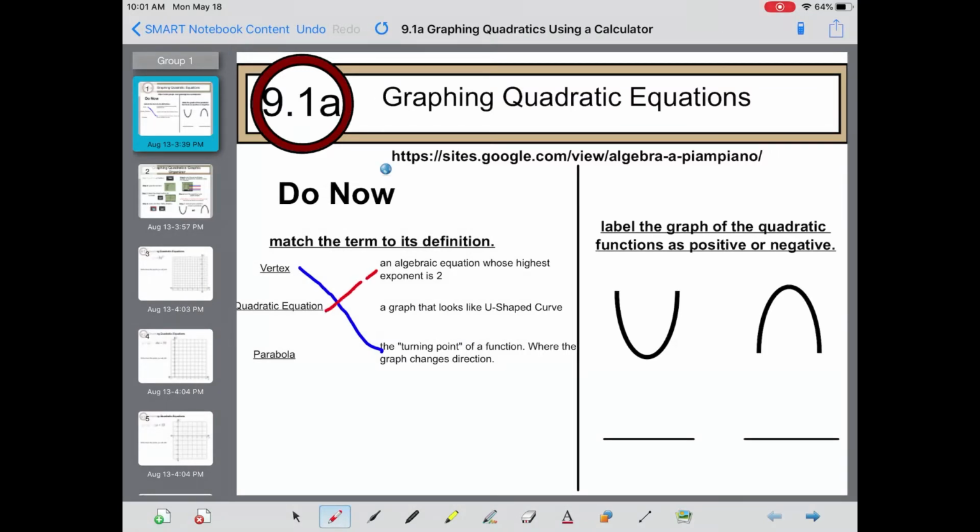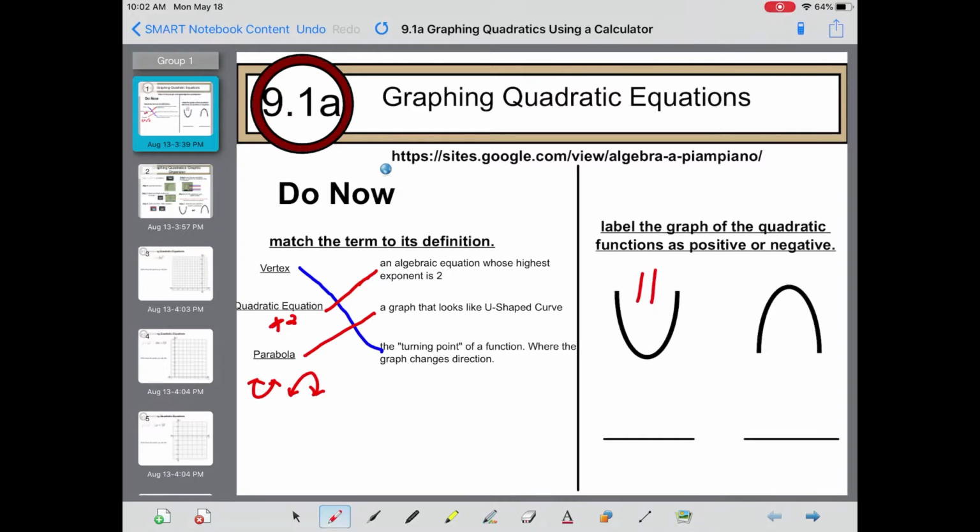A quadratic equation is an algebraic equation that has an exponent of 2. Remember, that's that x squared that we dealt with. And a parabola, well, there were two different types, but parabolas were that U-shaped curve. Remember, we have this one and this one.